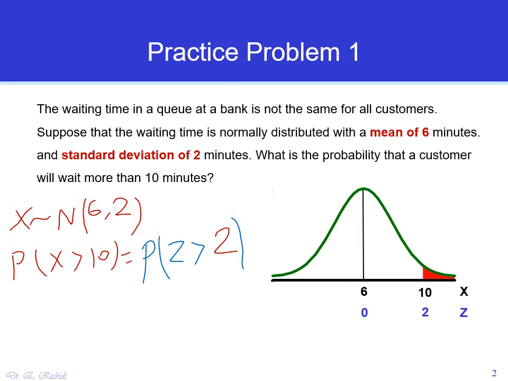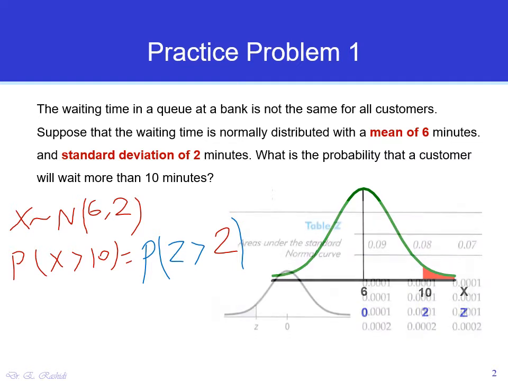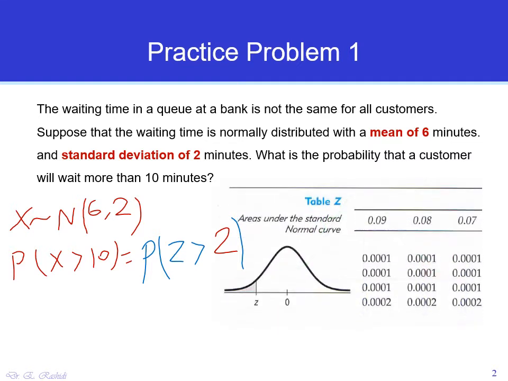But there is a problem here, because if you take a look at the z distribution table, the z table here, as you see, it is for the values less than z, not greater than z. So it always finds the shaded area on the left side of a value, not for the right side. So what can we do here?